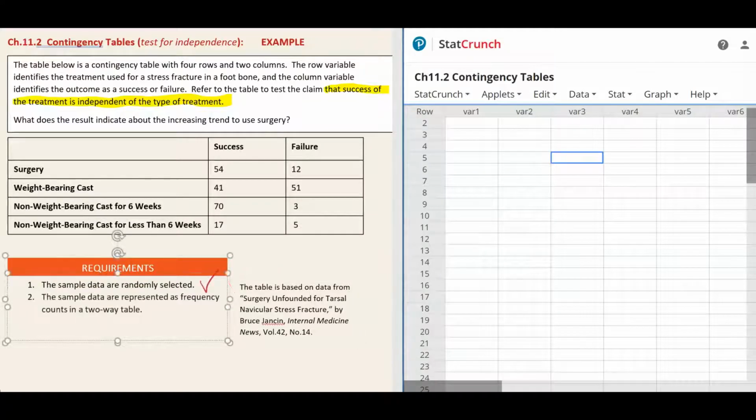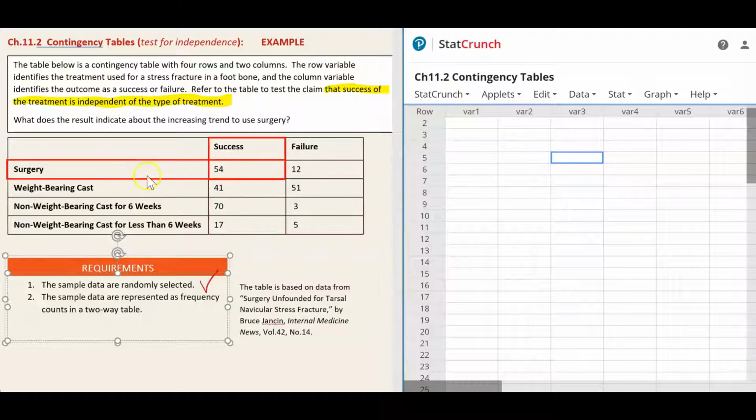The second requirement is that the sample data must be represented as frequency counts in a two-way table. It's called a two-way table because it has two variables. In this case, we have two variables, treatment and the effectiveness of the procedure, and the results are represented as frequency counts, not as a mean or other statistic.